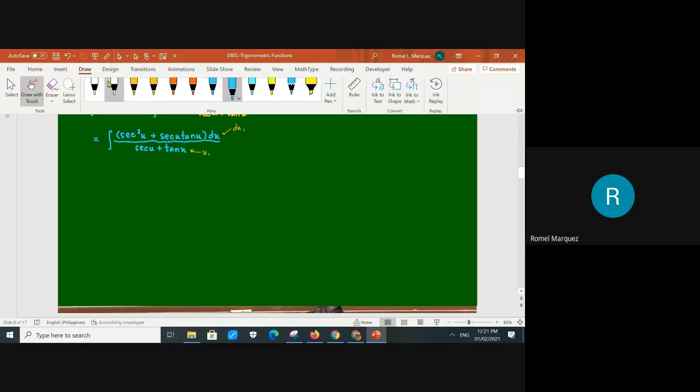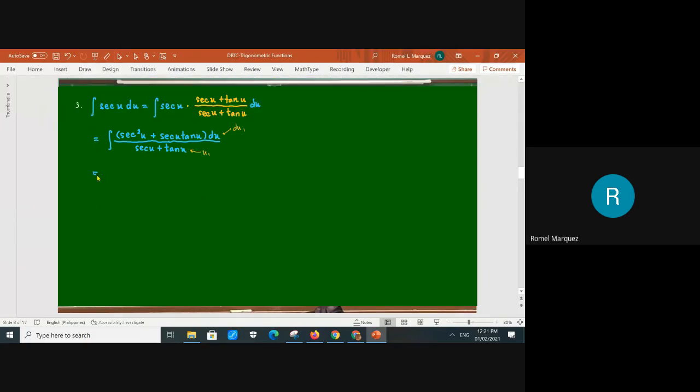Hence, we can write it as the integral of du over u, that is ln of the absolute value of secant u plus tangent u. Okay? Any question, children? Or, by identity, secant u plus tangent u is 1 over secant u minus tangent u.